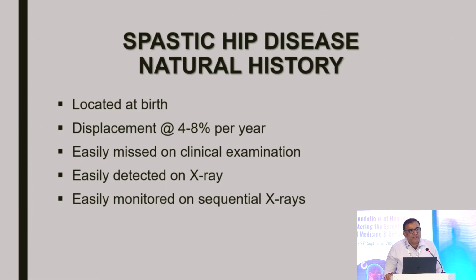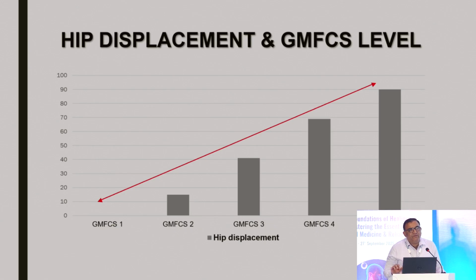So if you see the natural history of this spastic hip disease, the hips are located at birth. So hips are normal at birth. The displacement occurs at the rate of 4 to 8% per year. Easily missed on clinical examination, easily detected on X-ray, can be easily monitored on sequential X-rays. I am sure many of us have seen this diagram.